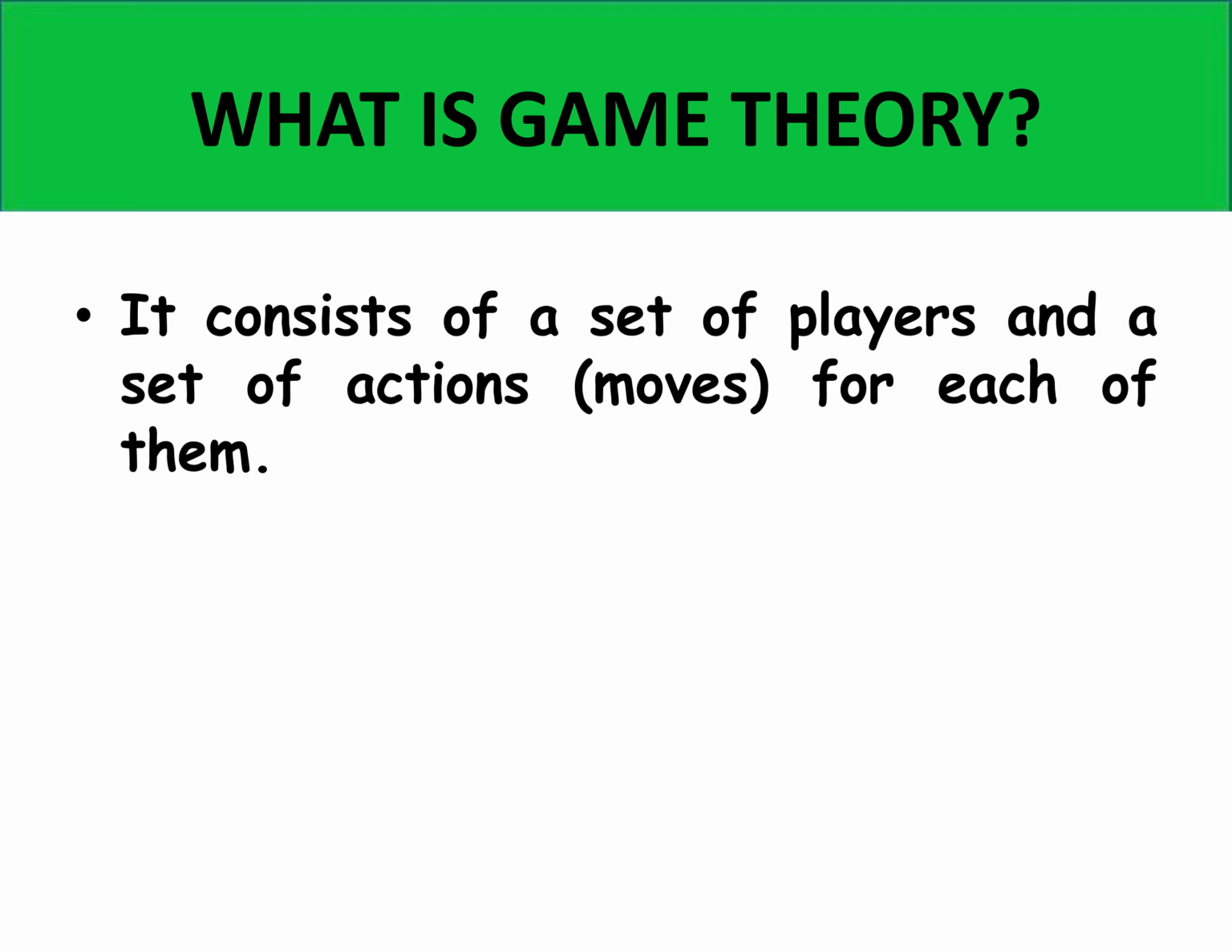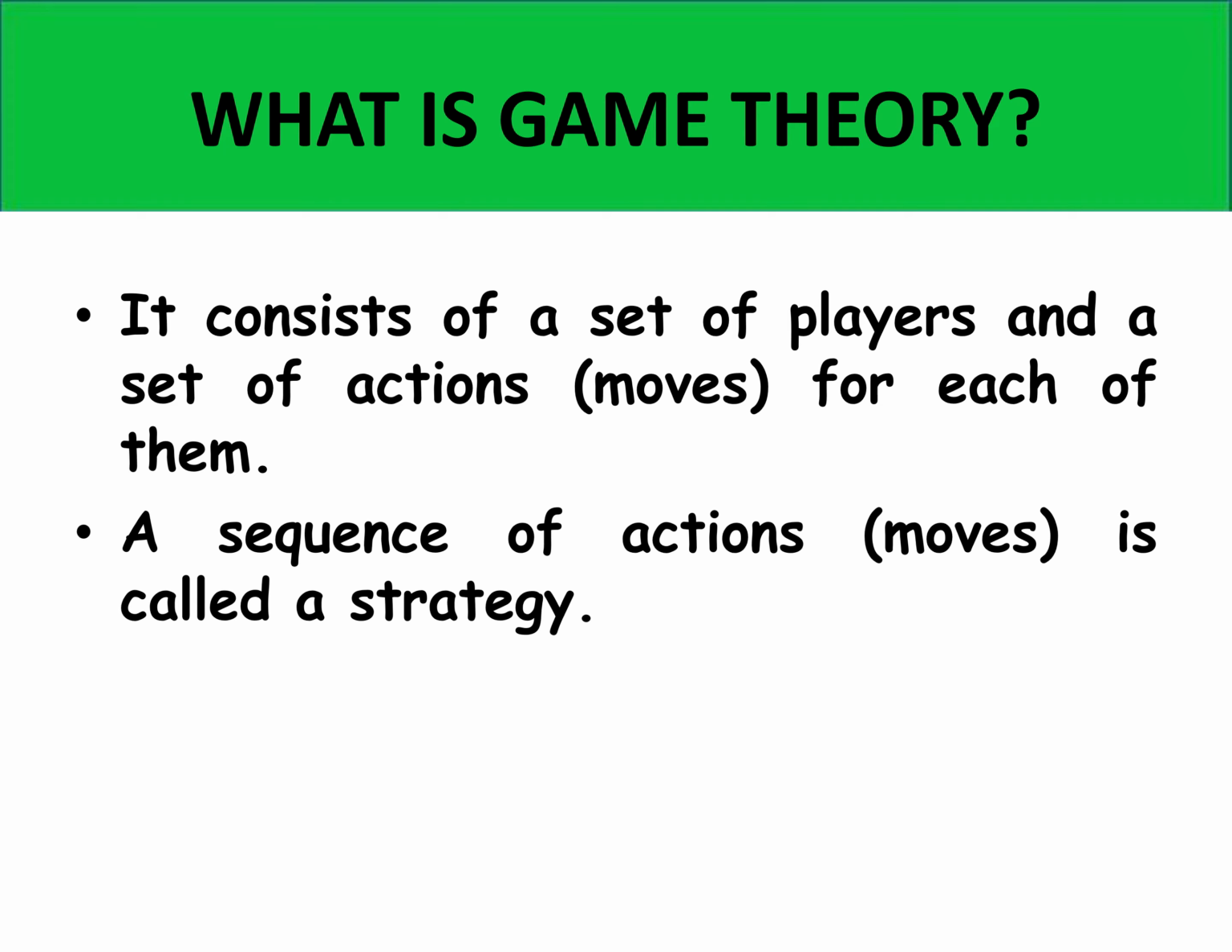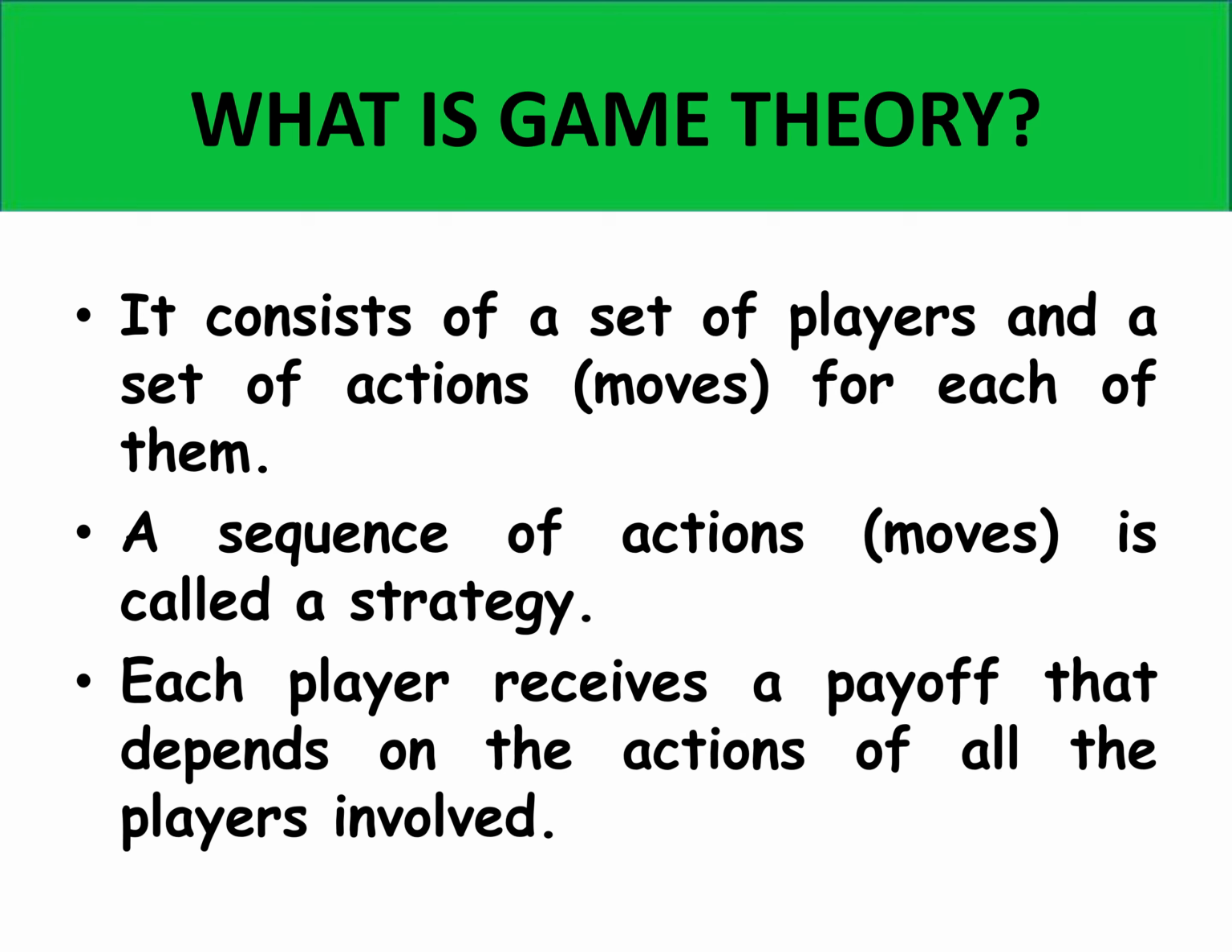Now you know that game theory consists of a set of players and a set of actions for each of them. Now there are games that require only one action or one move, but there are games that would require a sequence of actions or sequence of moves. If we have a sequence of actions, then we call this a strategy. Each player would receive a payoff that depends on the actions of all the players involved. So this means that in game theory, the outcome for each player depends on the collective decisions of all the players in the game.